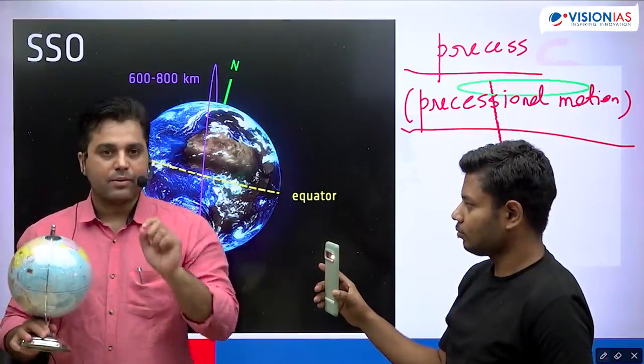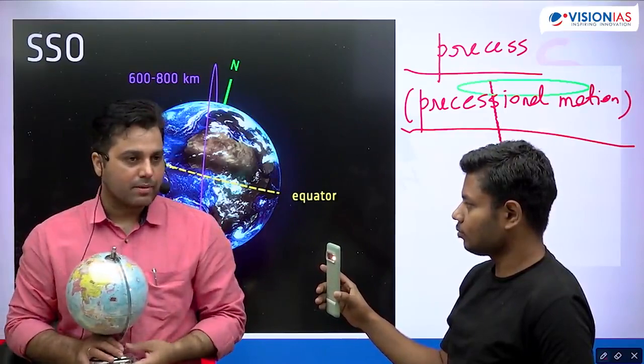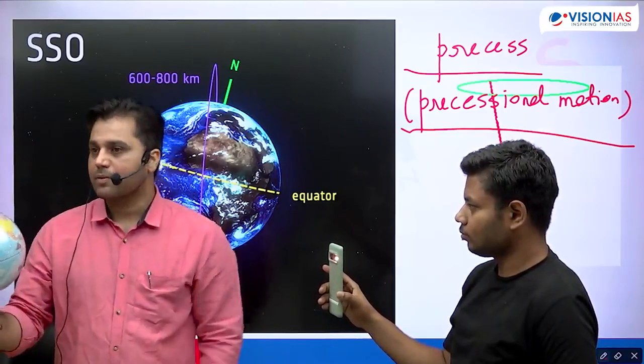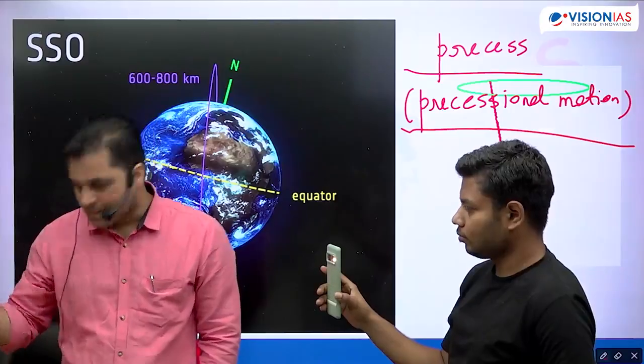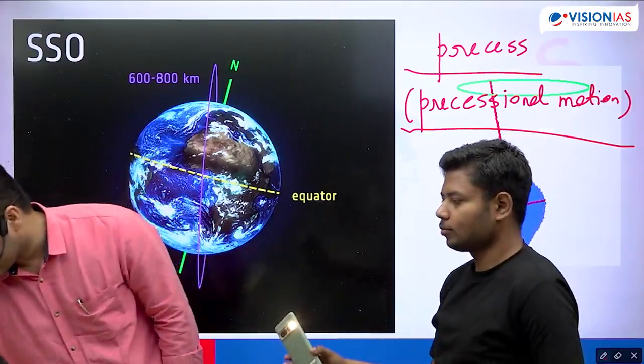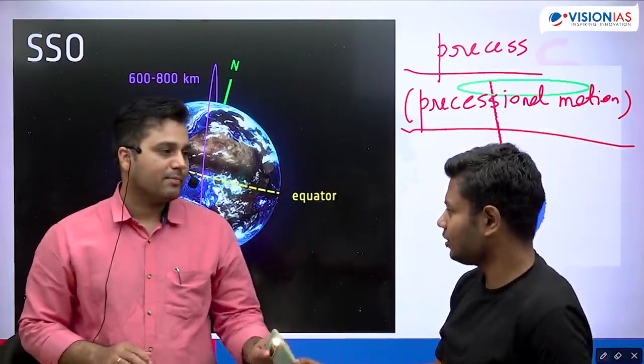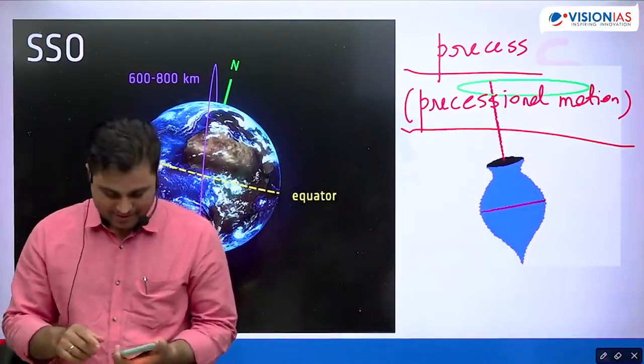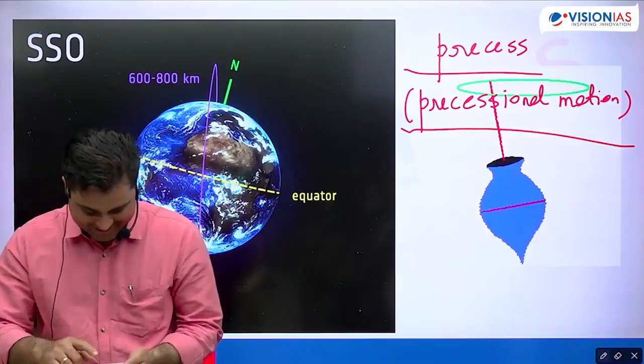And I will repeat, we would never have been able to achieve sun synchronous orbit if Earth were a perfect sphere. Because Earth is not a perfect sphere, we can achieve sun synchronous orbit. Right?